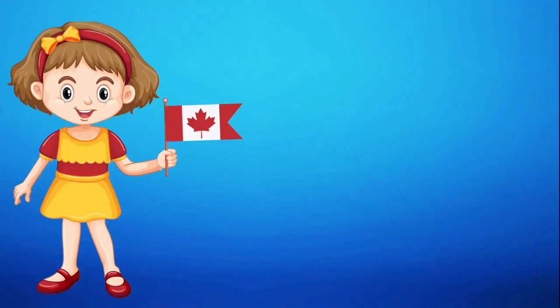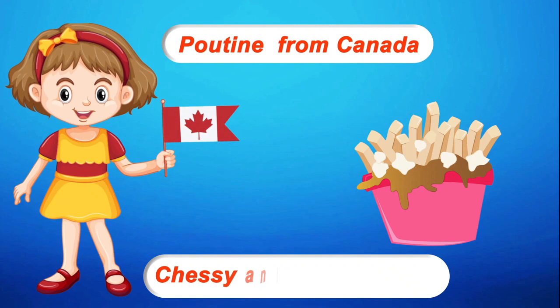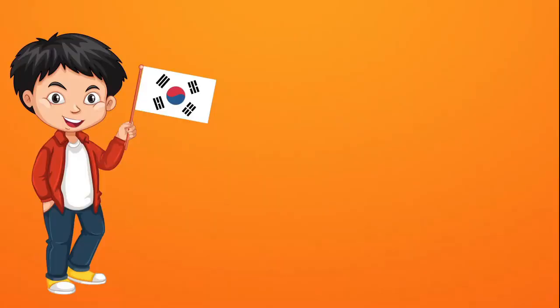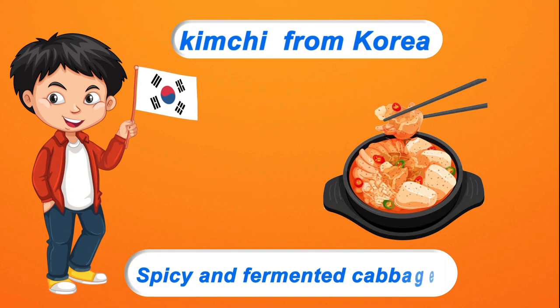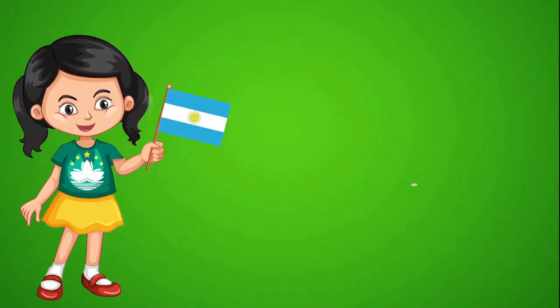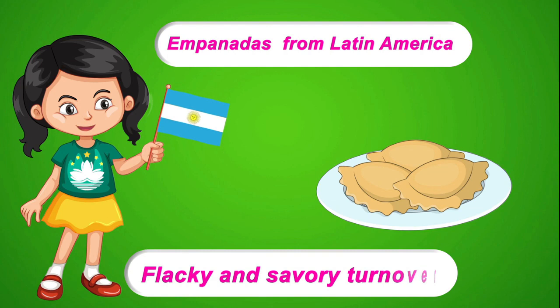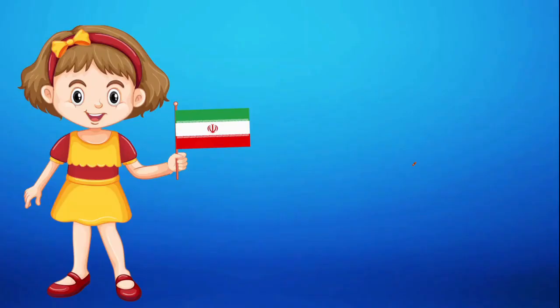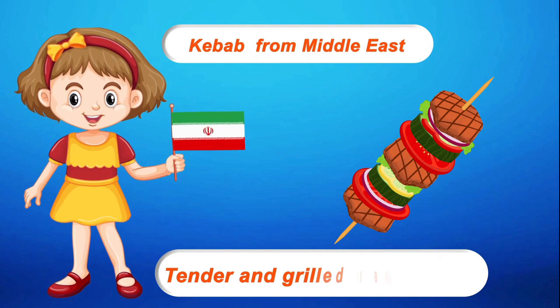Poutine. It's from Canada, cheesy and savory fries. Kimchi. It's from Korea, spicy and fermented cabbage. Empanadas. It's from Latin America, flaky and savory turnover. Kebab. It's from Middle East, tender and grilled meat skewer.